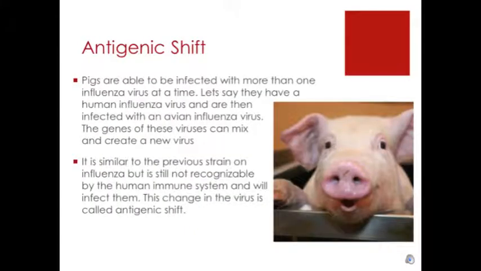We are all well aware of how the influenza virus is always changing season to season, and I want to talk about how that happens. Pigs are able to be infected with more than one influenza virus at a time. Let's say they have a human influenza virus and are then infected with an avian influenza virus. The genes of these viruses can mix and create a new virus. It is similar to the previous strain of influenza, but is still not recognizable by the human immune system and will still infect us. This change in the virus is called antigenic shift.